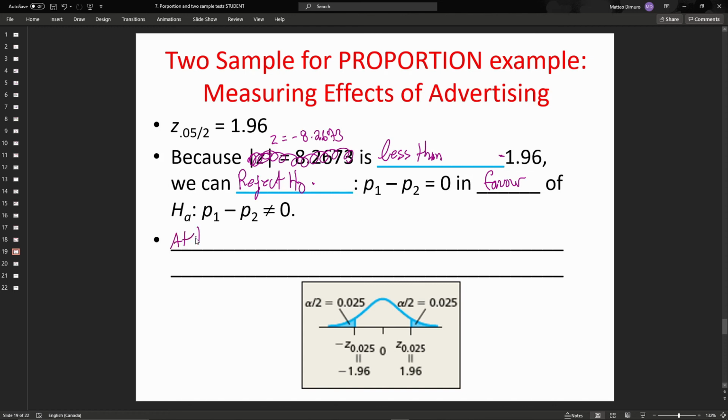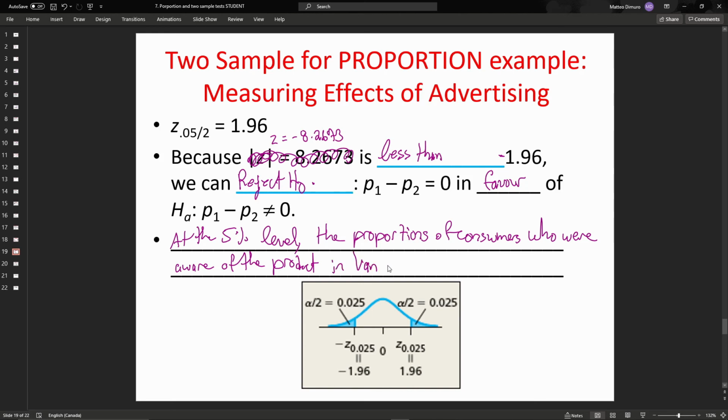So, at the 5% level, oh my goodness, I hate writing this word, the proportions of consumers who were aware of the product in Vancouver and Toronto, what? They differ.